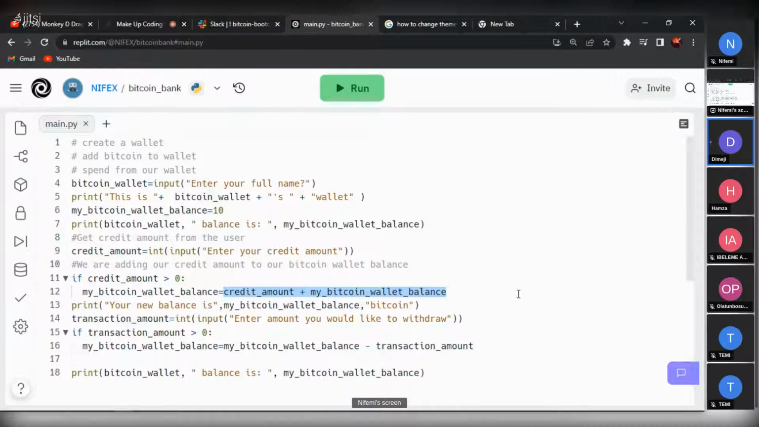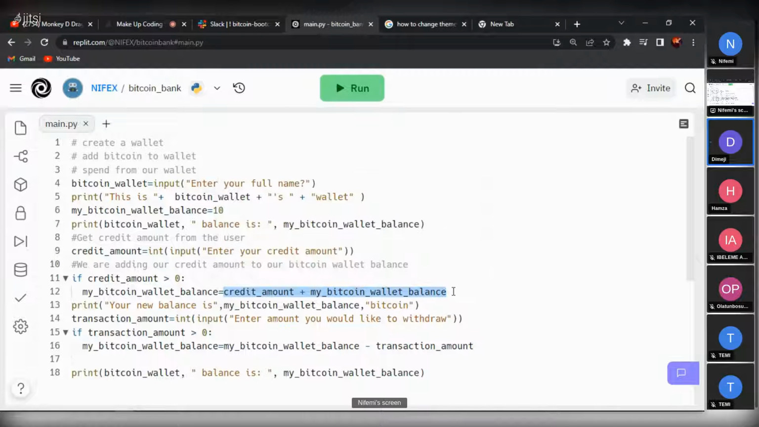Now, we first do this stuff and assign it to a variable. Now, we have a credit amount. The credit amount is what the user just entered. And we have my Bitcoin wallet balance. And what's my Bitcoin wallet balance? My Bitcoin wallet balance is what was in my wallet before.